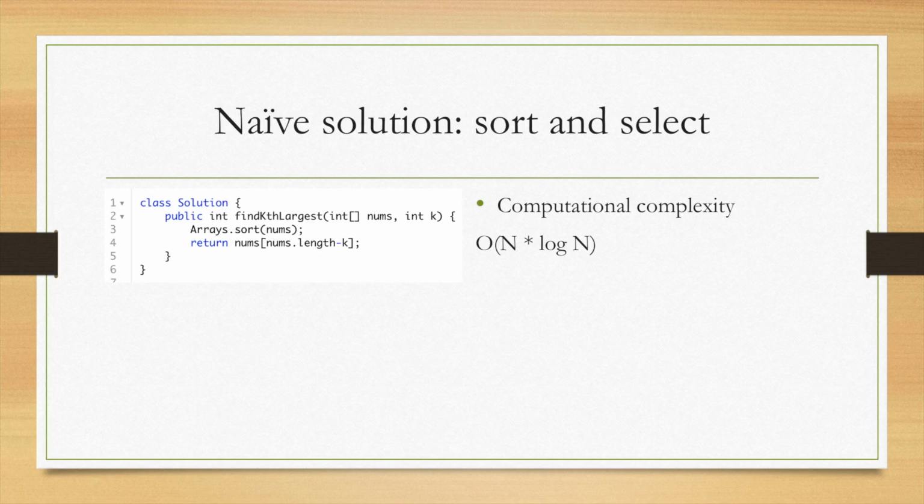To solve this problem, we have a naive solution that is easy: sort the whole array and then select the k-th largest number. We can see that only 2 lines of code can solve this problem. However, the computational complexity of sorting is N log N. It's the same as the sorting algorithm. Can we have an algorithm that is more efficient?